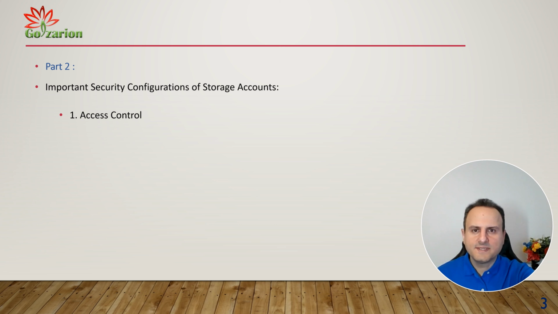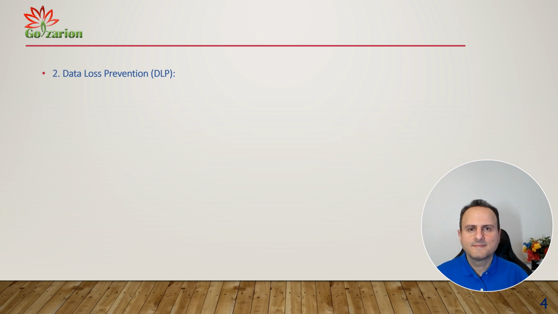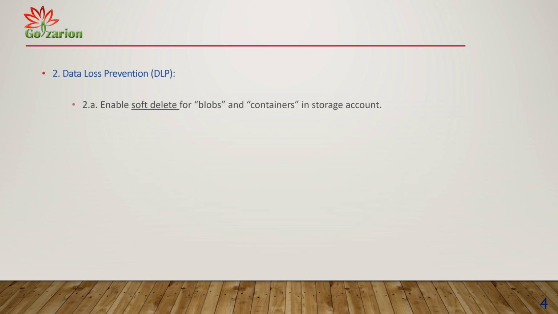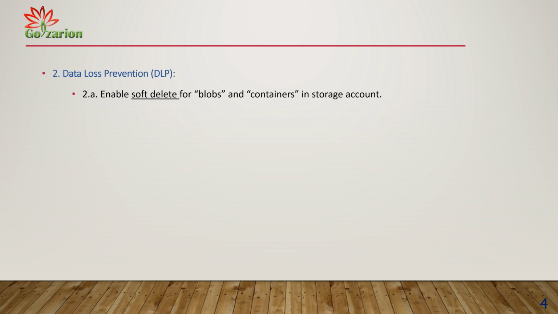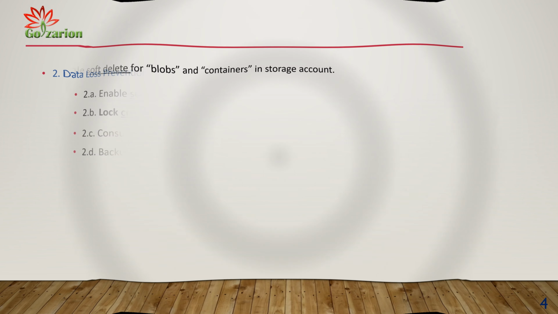Access control is already discussed. I will continue with data loss prevention configuration, or DLP, networking, logging and monitoring. We can organize the data loss prevention configuration of a storage account in 4 main sections: enabling soft delete for blobs and containers, locking critical storage accounts, consuming immutable blobs when it is required, and backup. Let's go and see them in more detail.